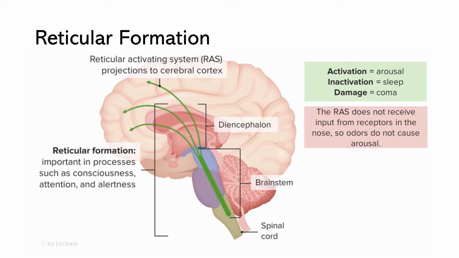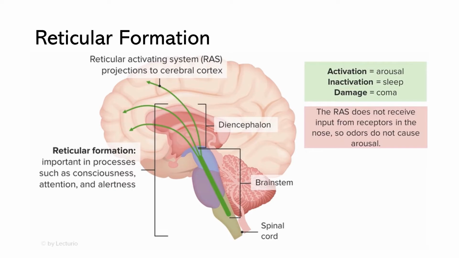The ascending portion of the reticular formation is referred to as the reticular activating system, or the RAS. This is going to be activated by stimuli such as visual and auditory stimuli, mental activities, as well as stimuli from pain, touch, and pressure receptors. It is also activated by proprioceptors found in the limbs and the head.